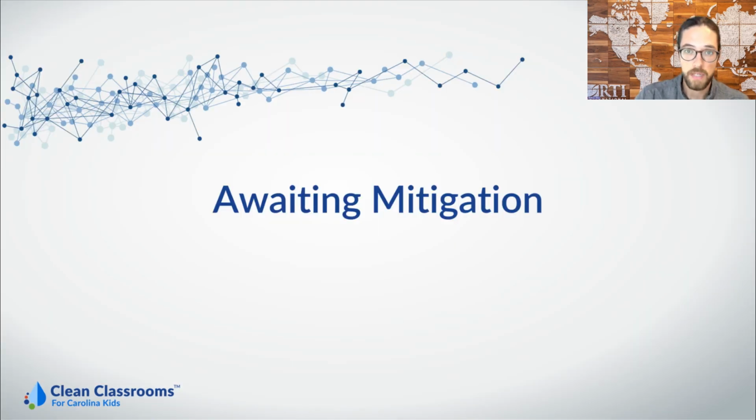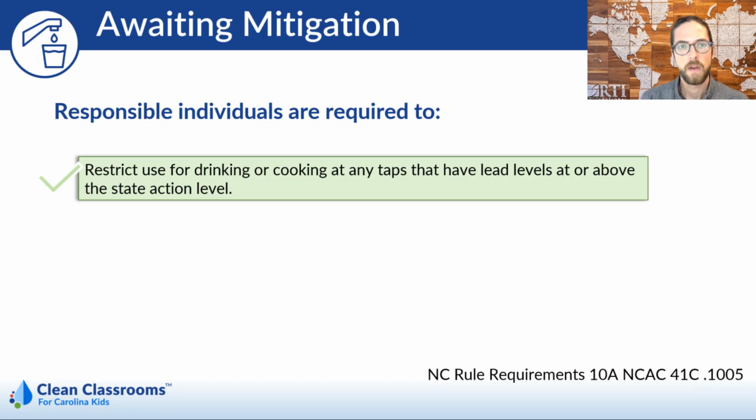Let's move on to the steps you need to take immediately after receiving your test results and waiting for mitigation to occur. Under North Carolina rule requirements, there are key steps a responsible individual must take if one or more taps are at or above the state action level. A responsible individual means a superintendent of a public school, an operator of a licensed child care facility, or a staff member designated by a superintendent or a center operator.